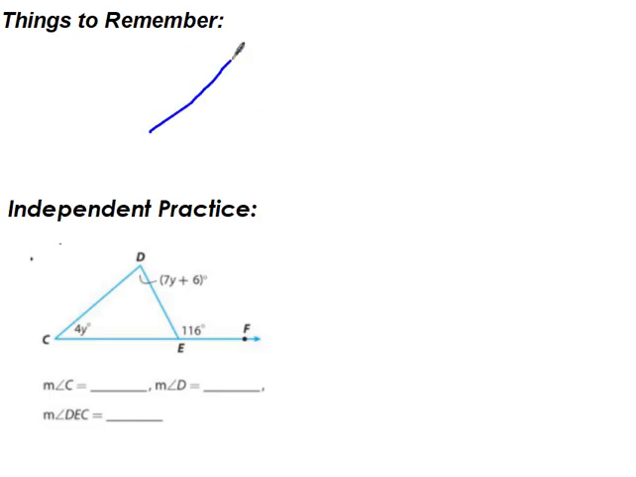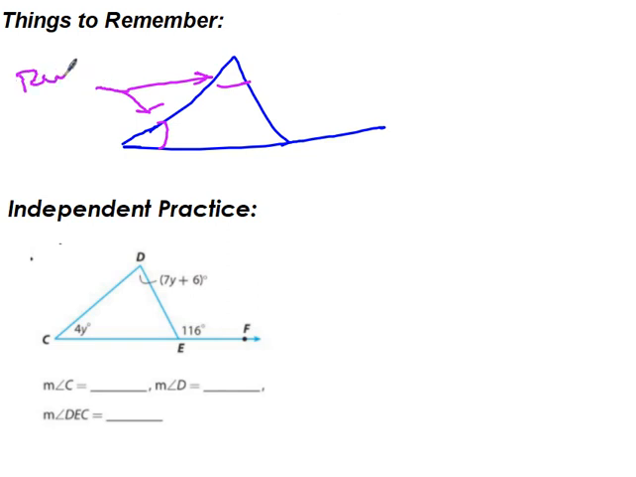And that's it. So for things to remember, I want you to draw this again. I don't care if you've already drawn it. Draw it again, and then point at these two angles right here and write those as remote interior angles, if this is my exterior angle. Okay, so let's draw another picture.